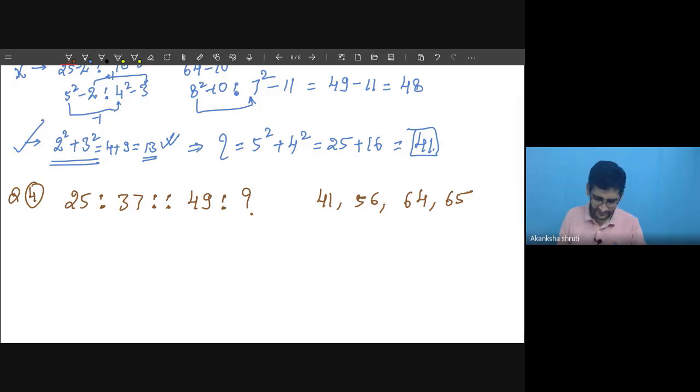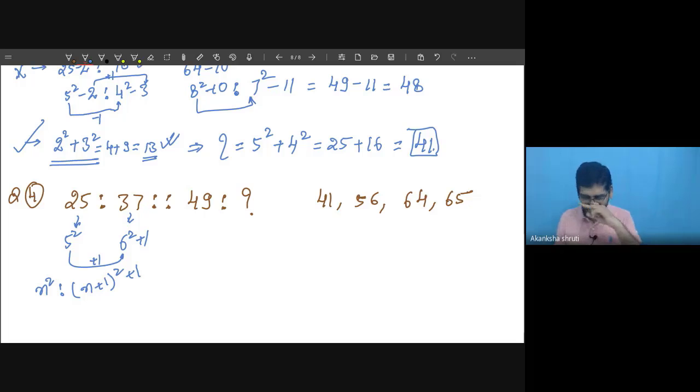What is the correct one? Very easy. I think every one of you is able to do it. What's your answer? It is like our 5 square, it is like our 6 square plus 1. It means the 5 is increased by 1, then 1 is also added. Means it is like our n square, this n is increased by 1, their square, then 1 is also added.